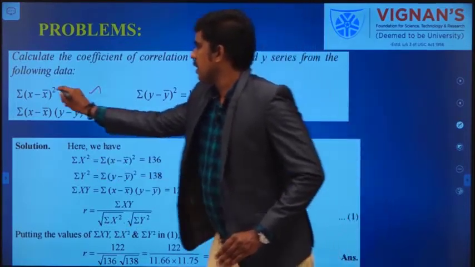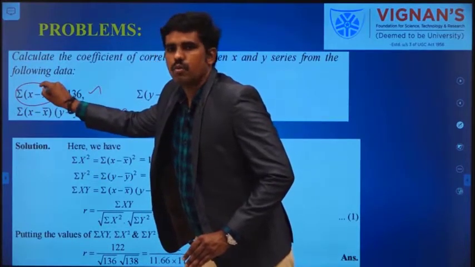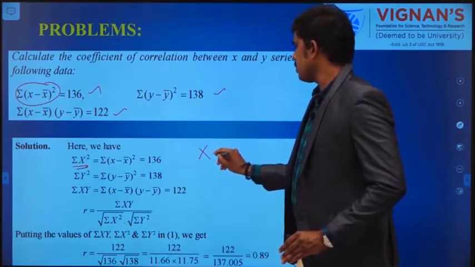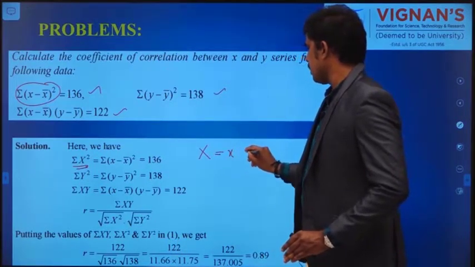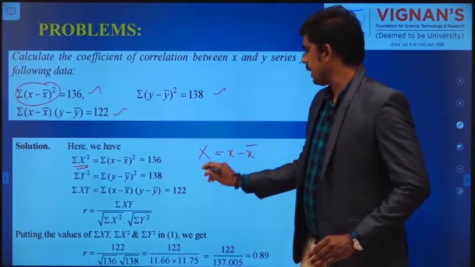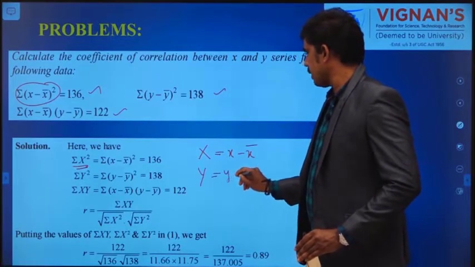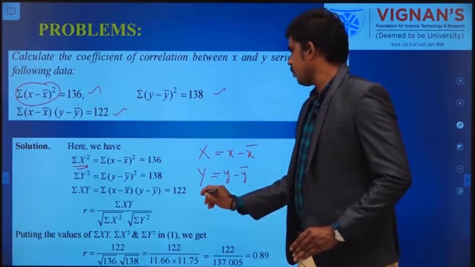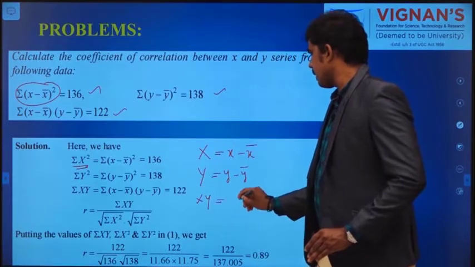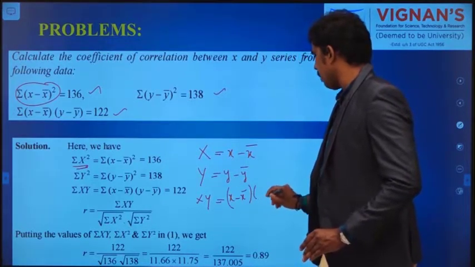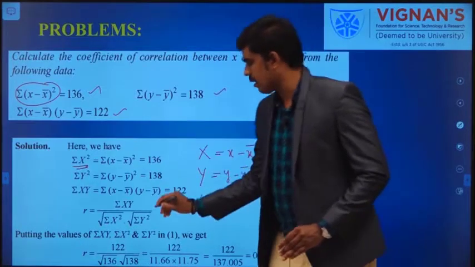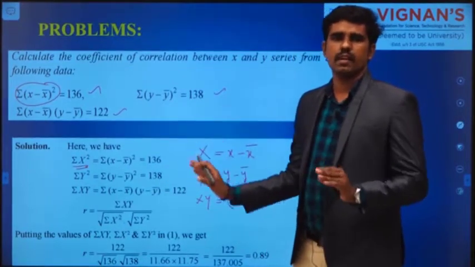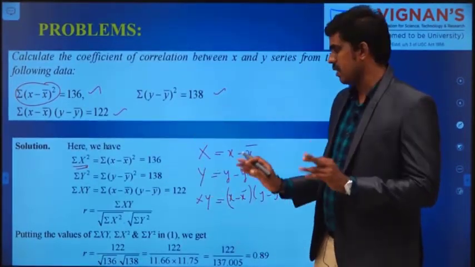Normally I have explained to you how to consider this. This is summation x square, right? As I told you, capital X means x minus x bar, capital Y means y minus y bar, and XY means x minus x bar into y minus y bar. So every value is there. Now your work is just to substitute all the values and find the strength and direction of the relation of the two variables.